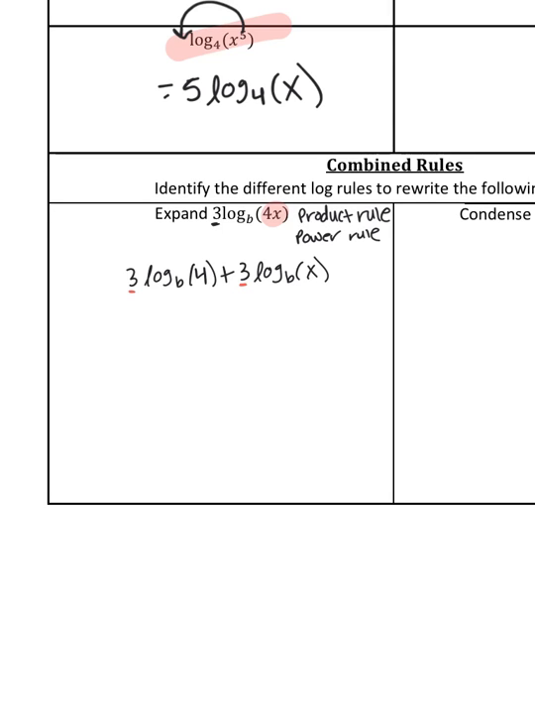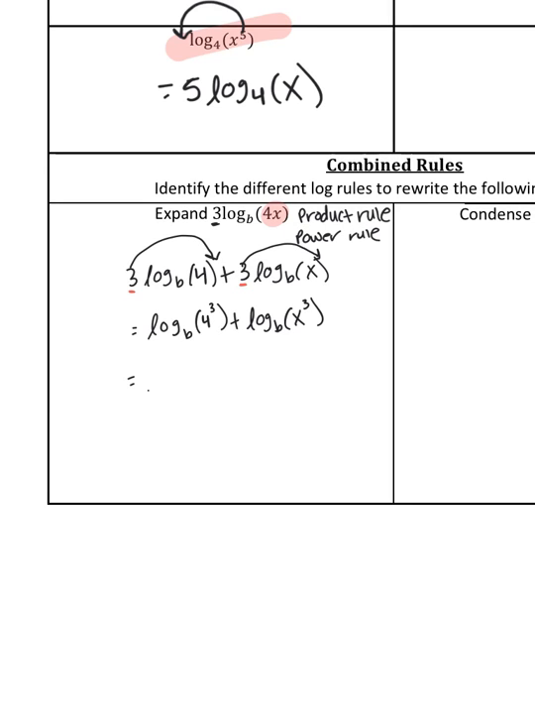Okay, so the last thing that I can do is use power rule, and I can move the 3's that are in the front up into the exponent. So I'm going to have log base b of 4 to the third plus log base b of x to the third.